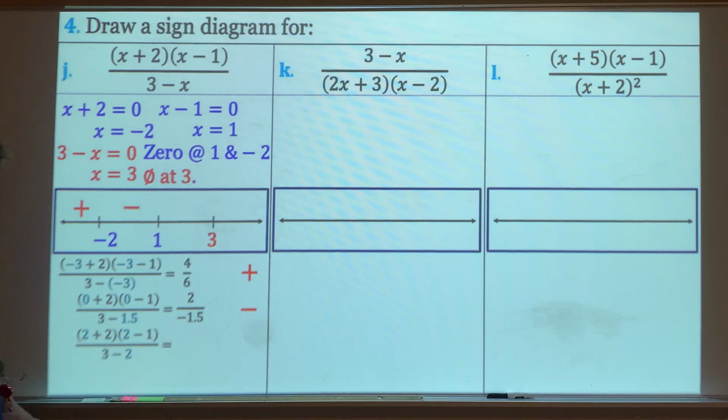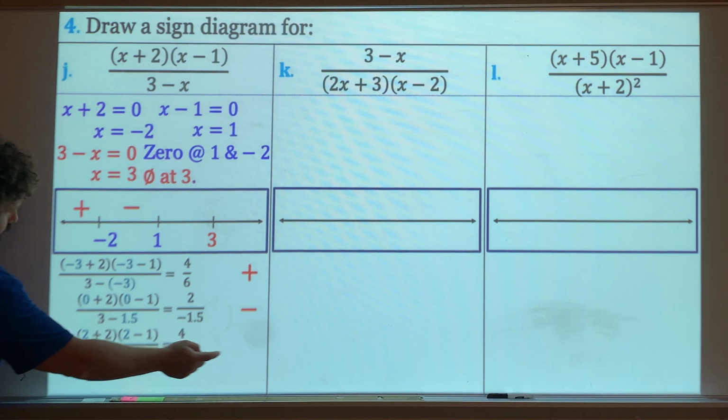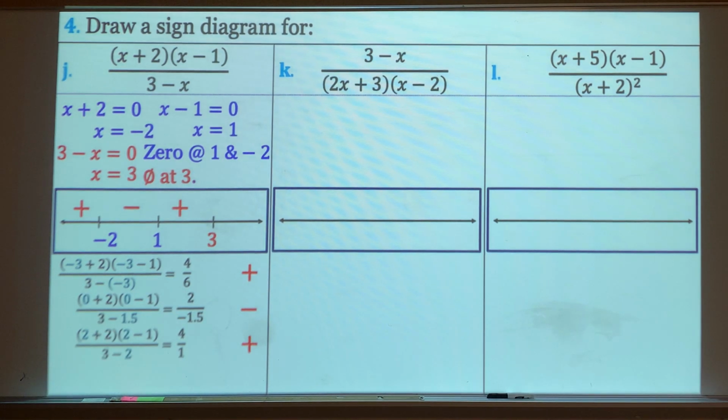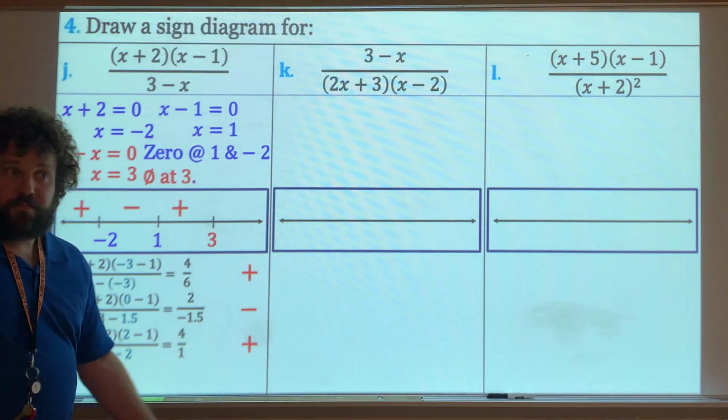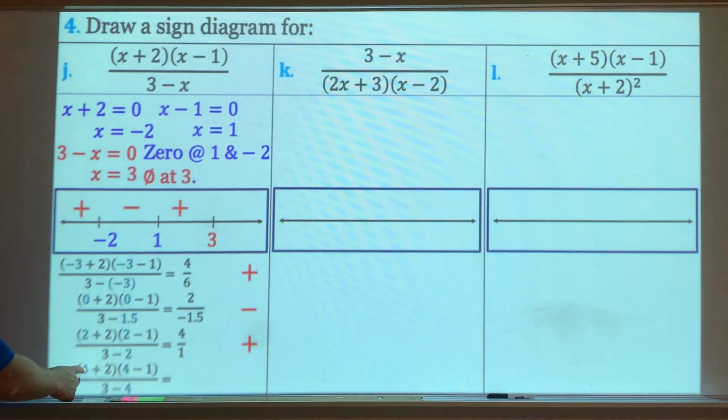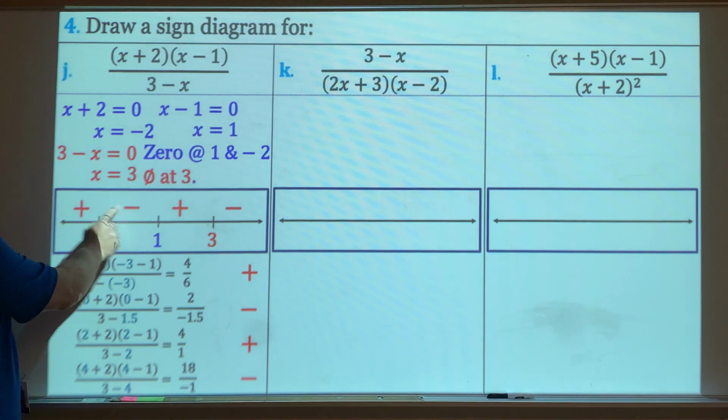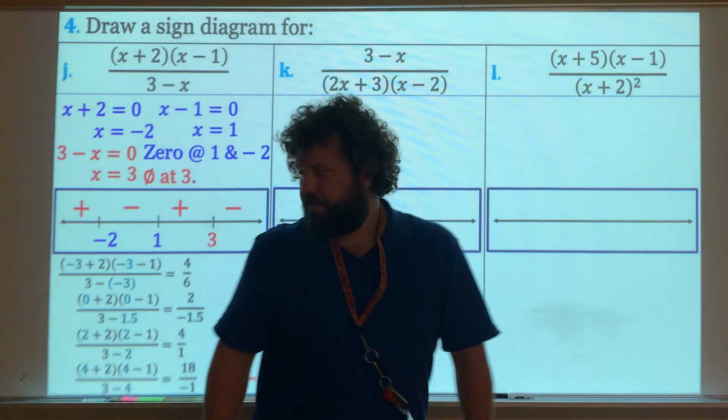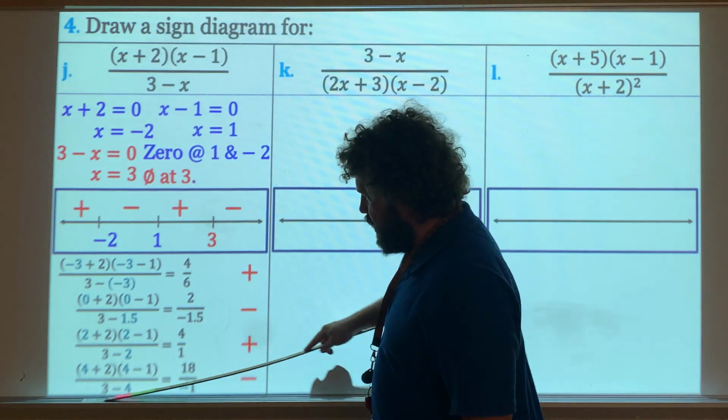Between these two, you got 2. 2 plus 2 is 4. 4 times 1 is 4 divided by 1. Positive 4. Number bigger than 3. You got 4 again. 4 plus 2 is 6. 6 times 3 is 18 divided by negative 1. Negative 18, or a negative number. Plus minus, plus minus. All right, let me move this out so it's not in the way, so you can see.